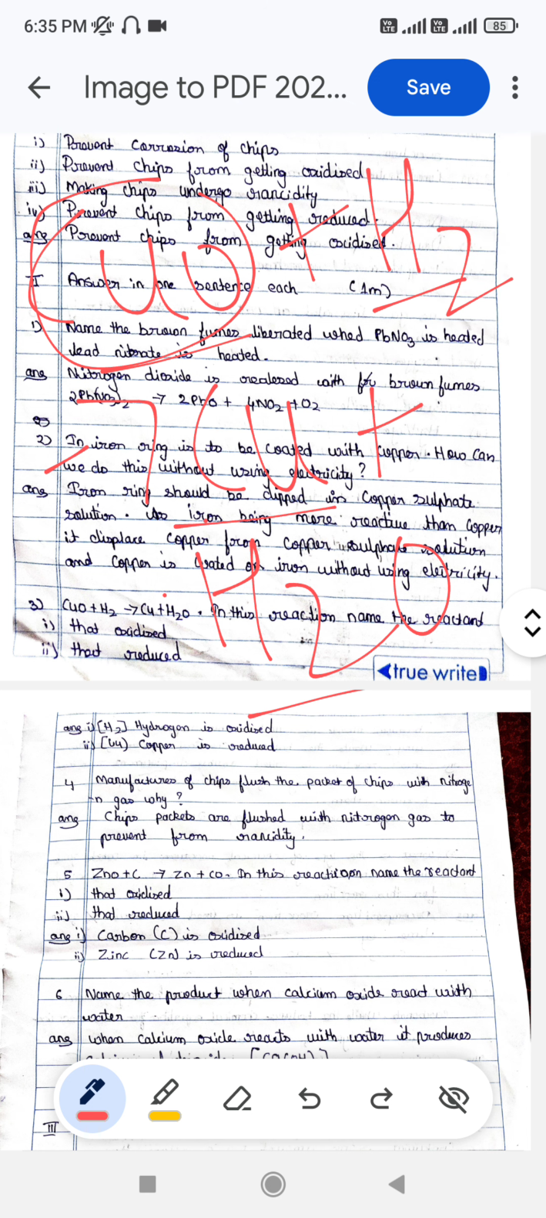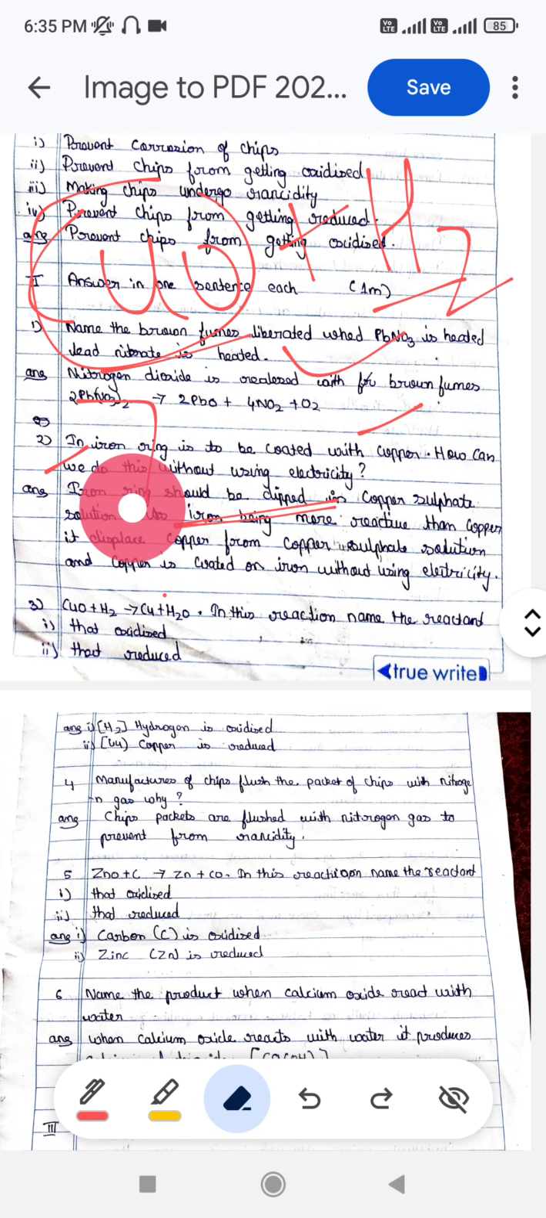So here copper is reduced, and hydrogen is what? Oxidized. Okay, so which one is oxidized and which one is reduced? Copper oxide is reduced to copper and hydrogen is oxidized to become water. This is the answer for that third question, right?